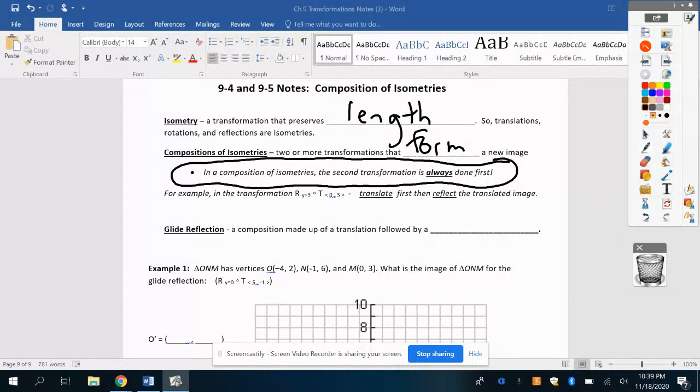You need to know that when you have a composition of isometries, the second transformation always goes first, no matter what. So, for example, if you're taking the reflection of something over y equals 3 and translating it 0 units in the x, 3 in the y, you want to translate first, then reflect it. Since translation comes second, that's what you do first. This is actually specifically called a glide reflection, a composition made up of a translation followed by a reflection.